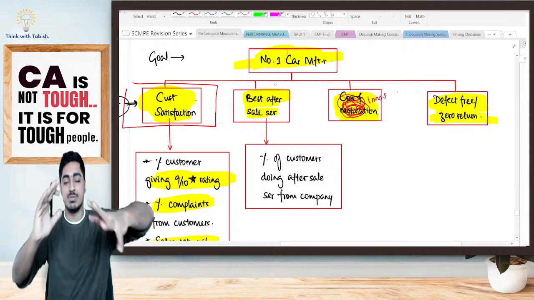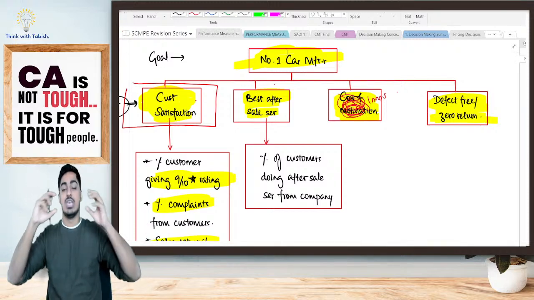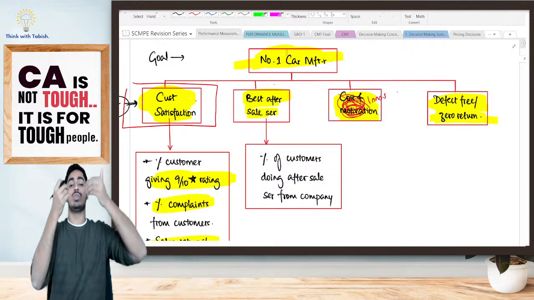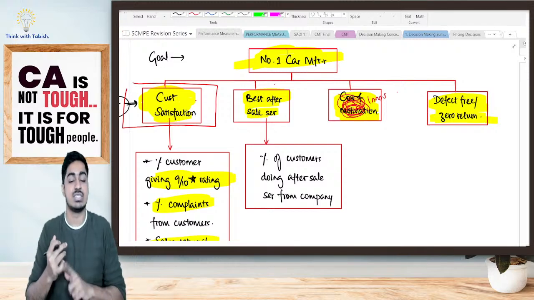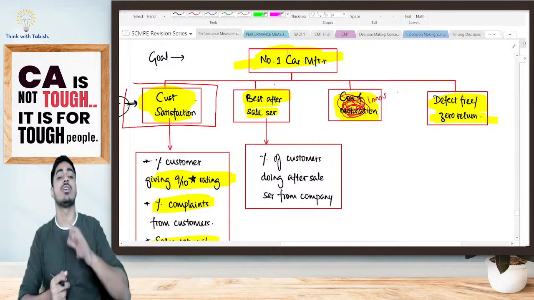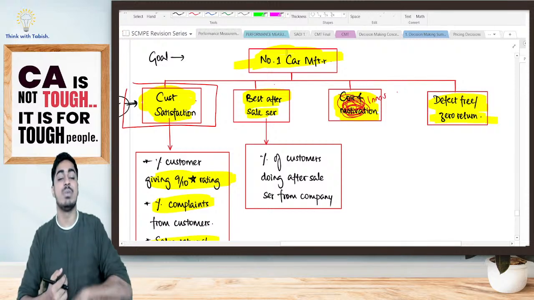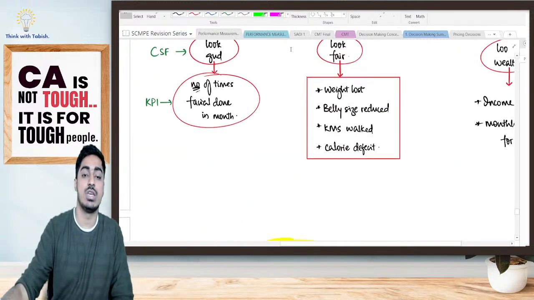Now look at this very simple way, students. Ultimately I have my vision, mission: number one car manufacturer. In order to achieve my vision, what should I do? That is my CSF. Customer satisfaction I should achieve. Now, how do I see if I've achieved that or not? How do I measure if I've achieved my CSF or not? That is my KPI. Okay, look at this.